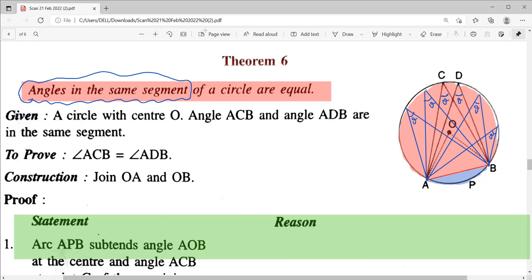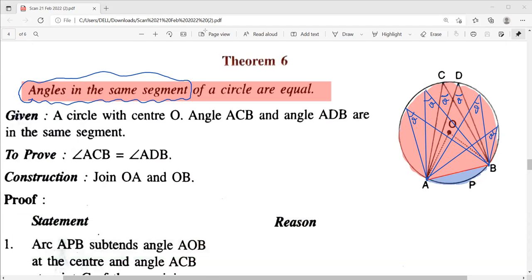So what will this angle be equal to? This angle will be equal to 2 theta, 2 times theta. Remember, this angle is always bigger than the angles made at any point on the remaining part of the circle. Very good. Excellent.